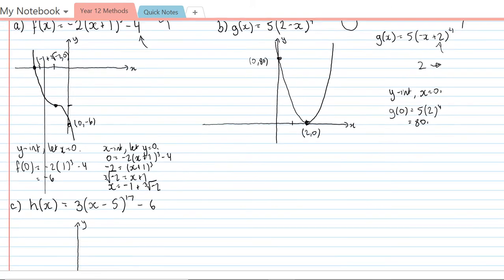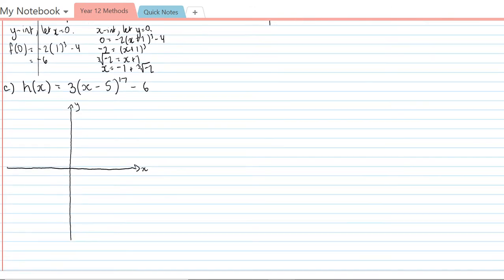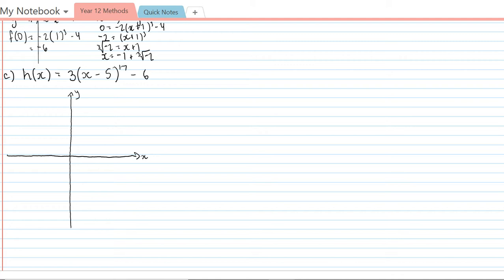Alright, third question. h of x equals 3 times x minus 5 to the power of 17 minus 6. So first things first, it's a power of 17 graph, which is an odd power, which means it's going to be the cubic sort of shape. It's going to be translated 5 units to the right and 6 units down. So I'll just put 5 there, 6 can go down here. So just labeling that stationary point of inflection.